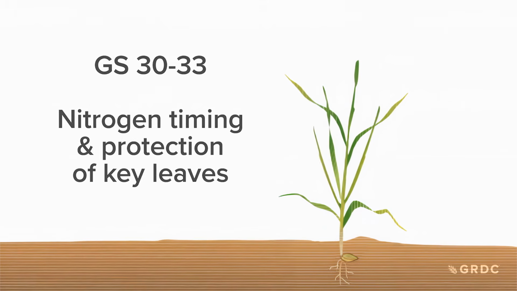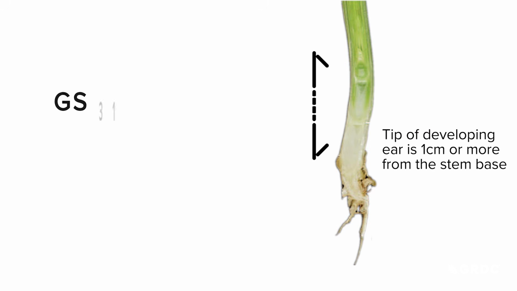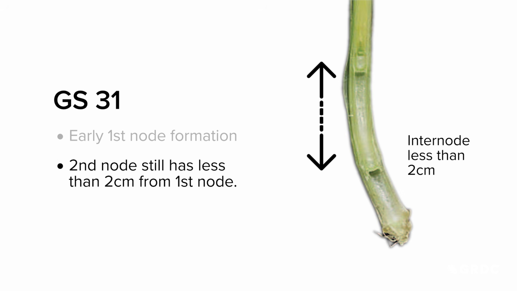of key leaves. To ensure correct identification of these growth stages, plant stems are cut longitudinally so that internal movement of the nodes and lengths of internodes can be measured.